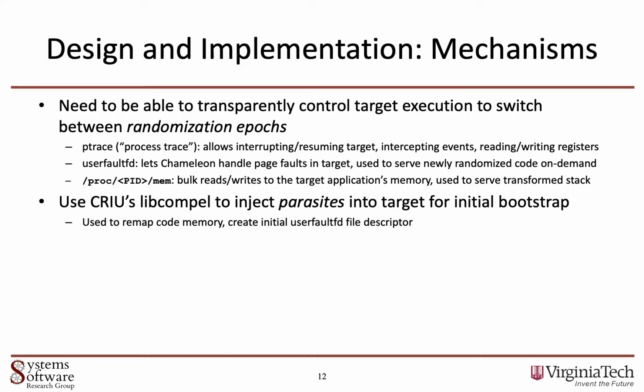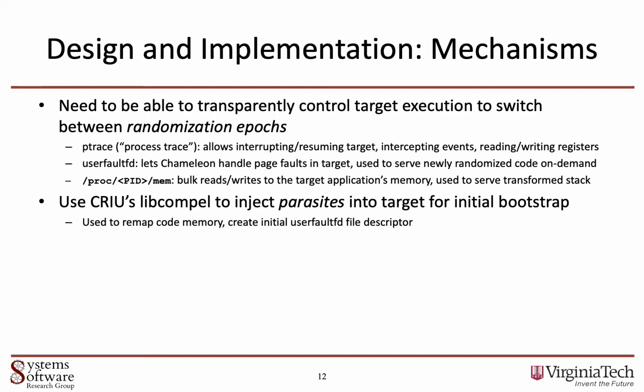Next, Chameleon needs to be able to transparently control the target application to switch between randomization epochs, or different sets of randomized stack and code. First, Chameleon uses ptrace, or the process trace OS interface, to interrupt and resume the target application, intercept events in the target, such as signals and fork or clone system calls, and read and write registers.